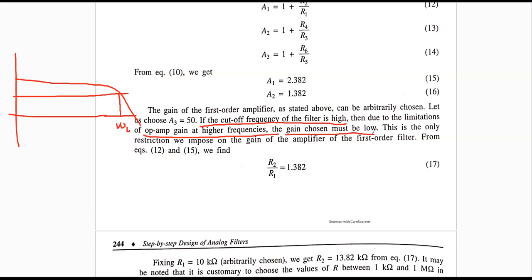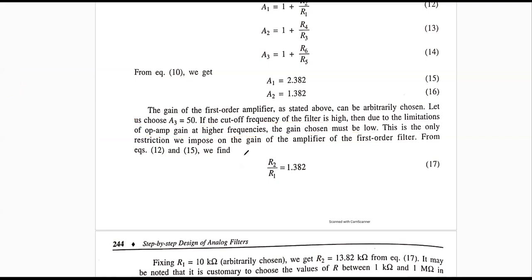So it actually depends on the purpose. When you design your filter practically, then you can understand. This is the only restriction we impose on the gain of the first order filter. The noise peaking at the high frequency should be limited. So from this R2 by R1, we can choose this value.